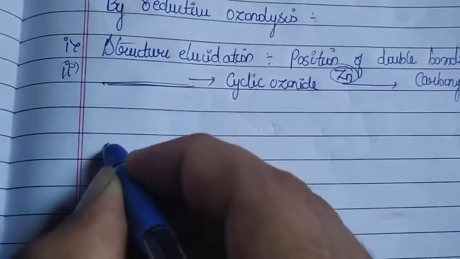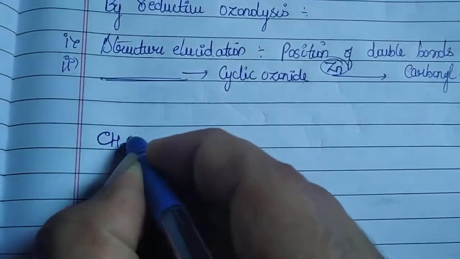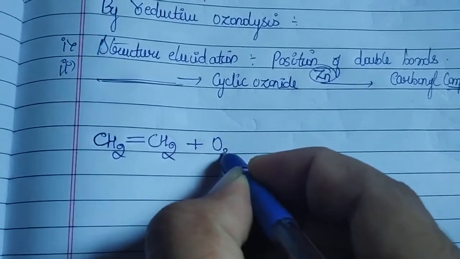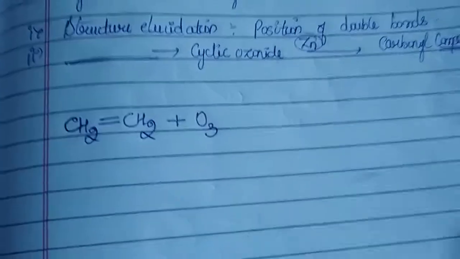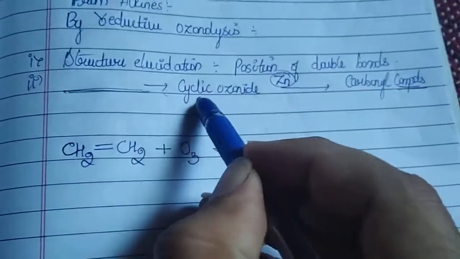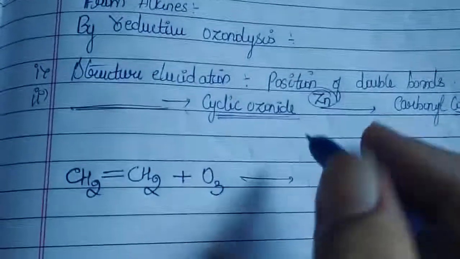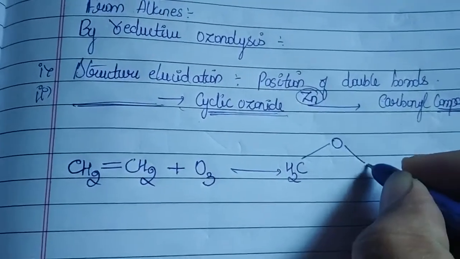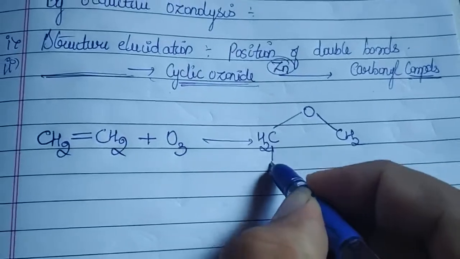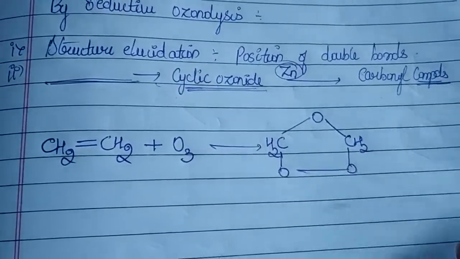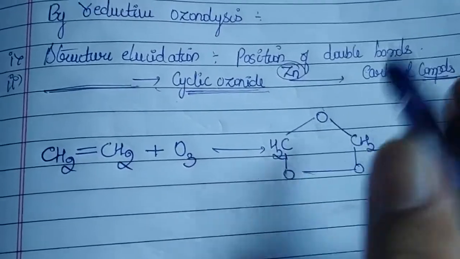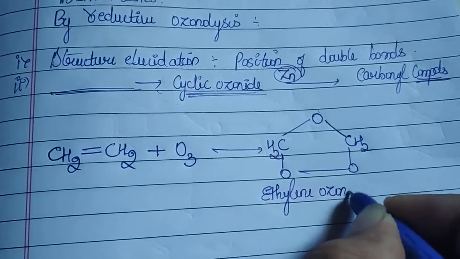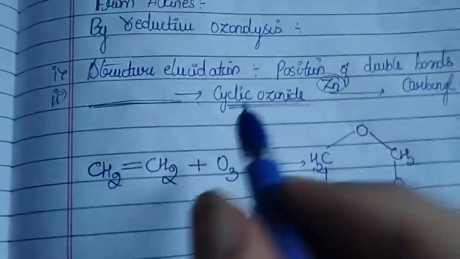So how does the reaction take place? Let us see first. In the first case, I am using my simplest alkene, that is ethene. When ethene is treated with ozone, as I have mentioned, it is going to give what? Cyclic ozonoid. See the structure, how I am writing, very important. CH2, O, CH2, and here you will have one more O, one more O. This is called cyclic ozonoid. In this case, it is called ethylene ozonide.